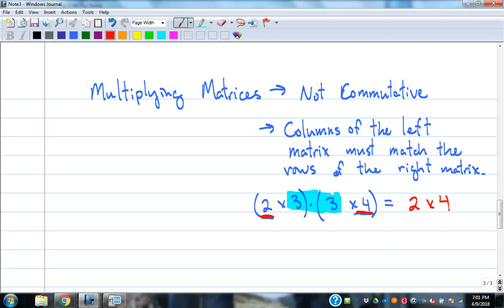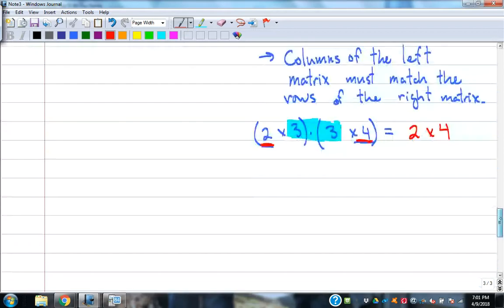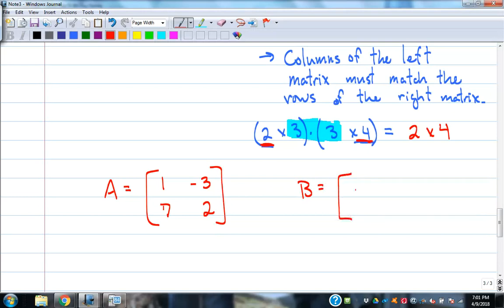All right. Let's look at an example. Here's matrix A. 1, -3, 7, 2. Here's matrix B. 1, 0, -1, 2, 3, 1, 4, -1.